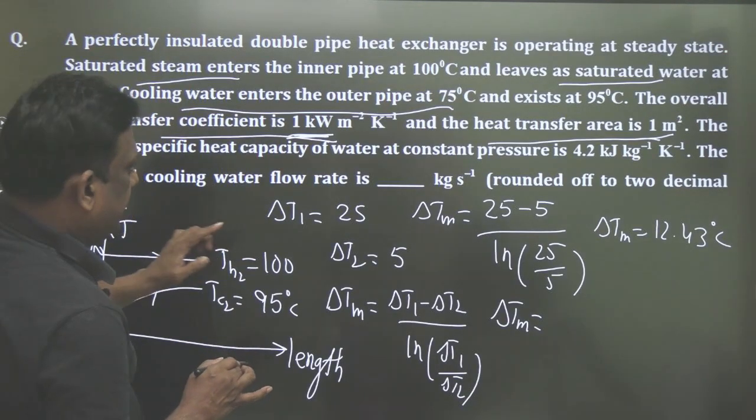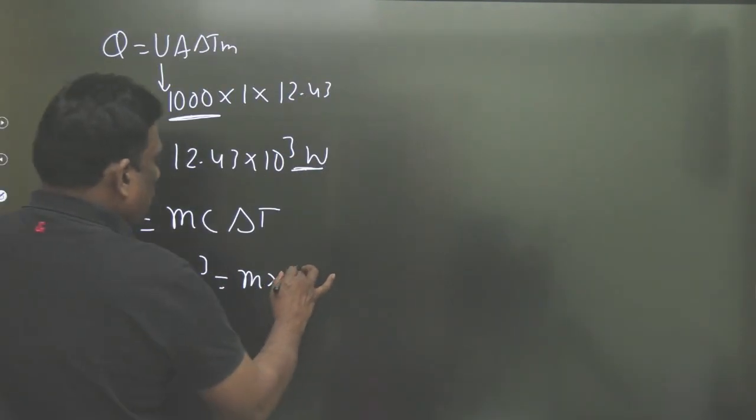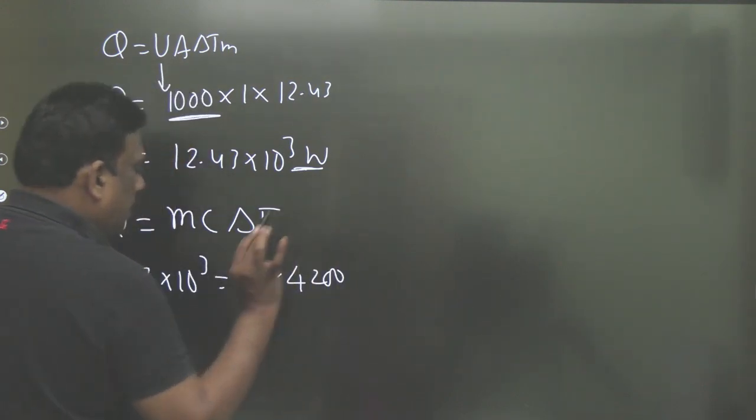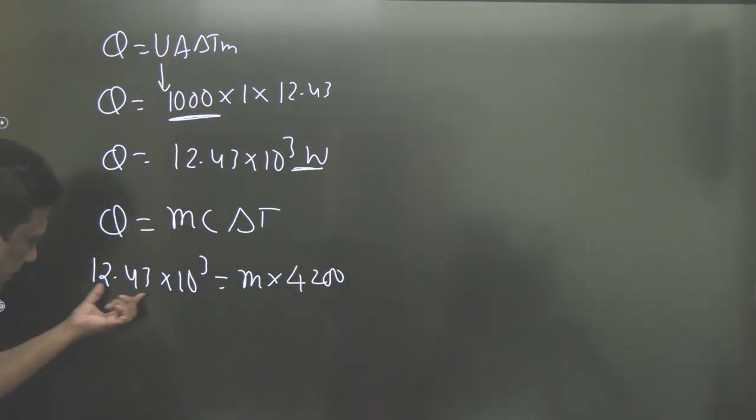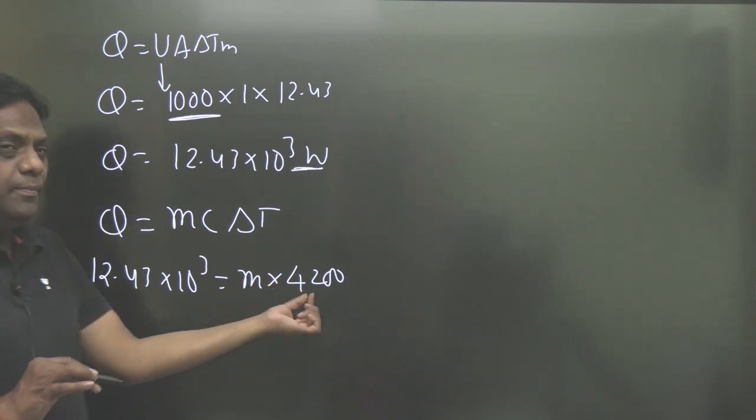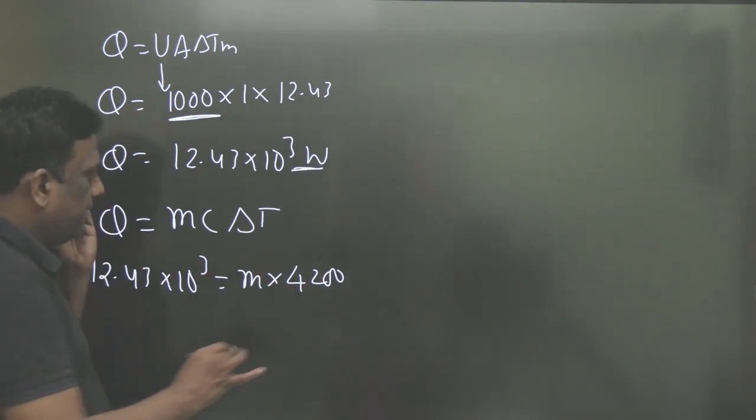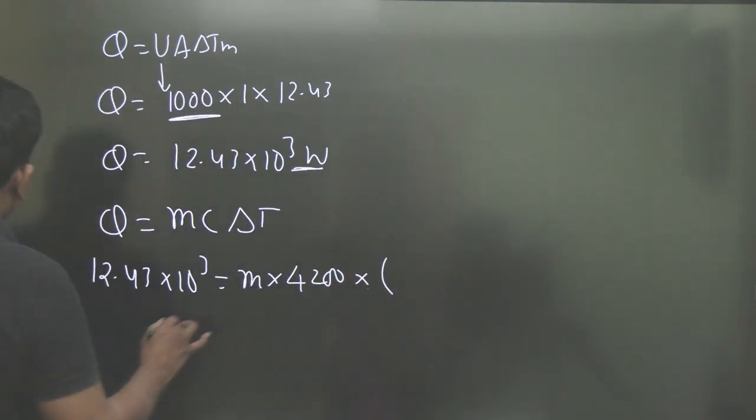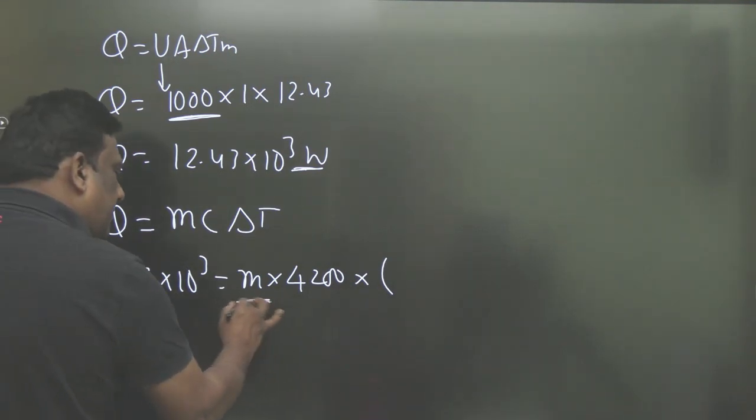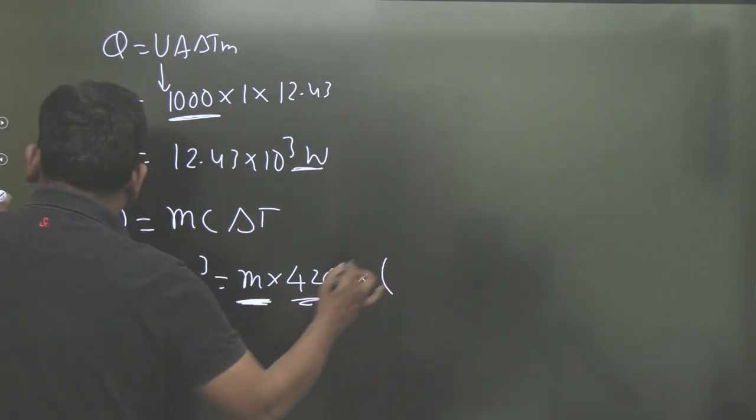Is it given, sirs? Not given. 4.2, no problem. So 4200. Why? Because this I have kept in watt. If this is in watt, watt means joule per second. This should be in joule. m c delta T of water. So water temperature difference, water mass flow rate, water specific heat, water temperature difference.